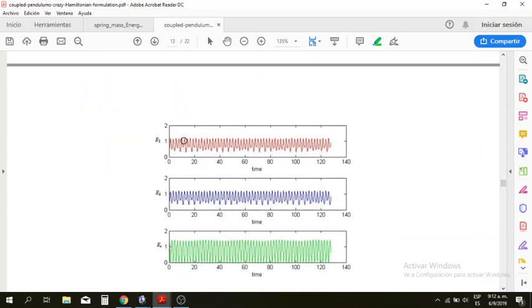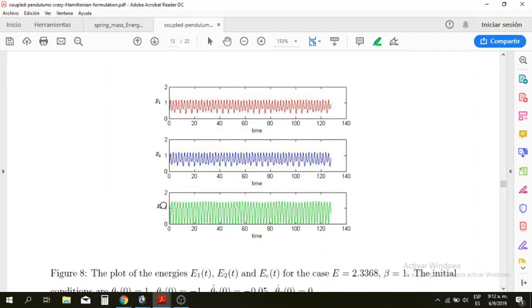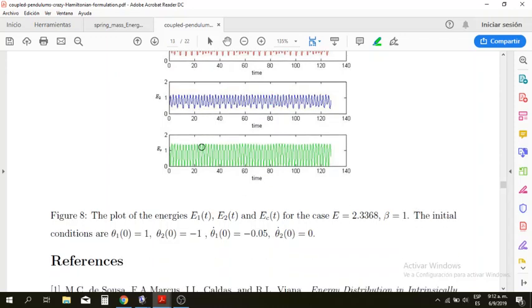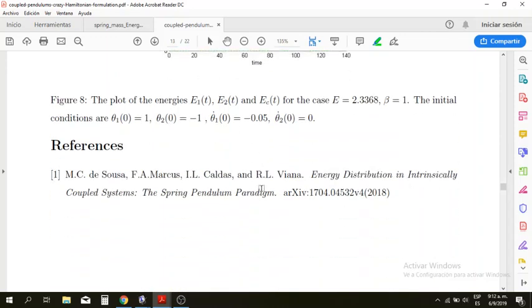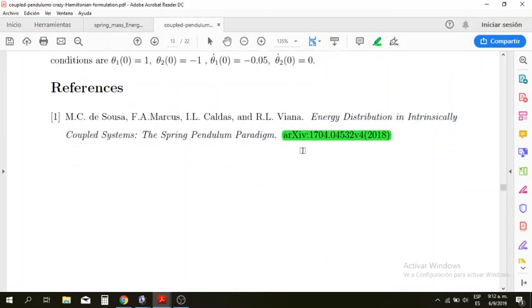This is the energy of the first pendulum as a function of time. This is the energy of the second pendulum as a function of time, and the coupling energy again. The maximum amplitude of the coupling energy is larger than the maximum amplitude of the energy in the pendulums. This is the reference, very important. If you would like, you can find it and read it.